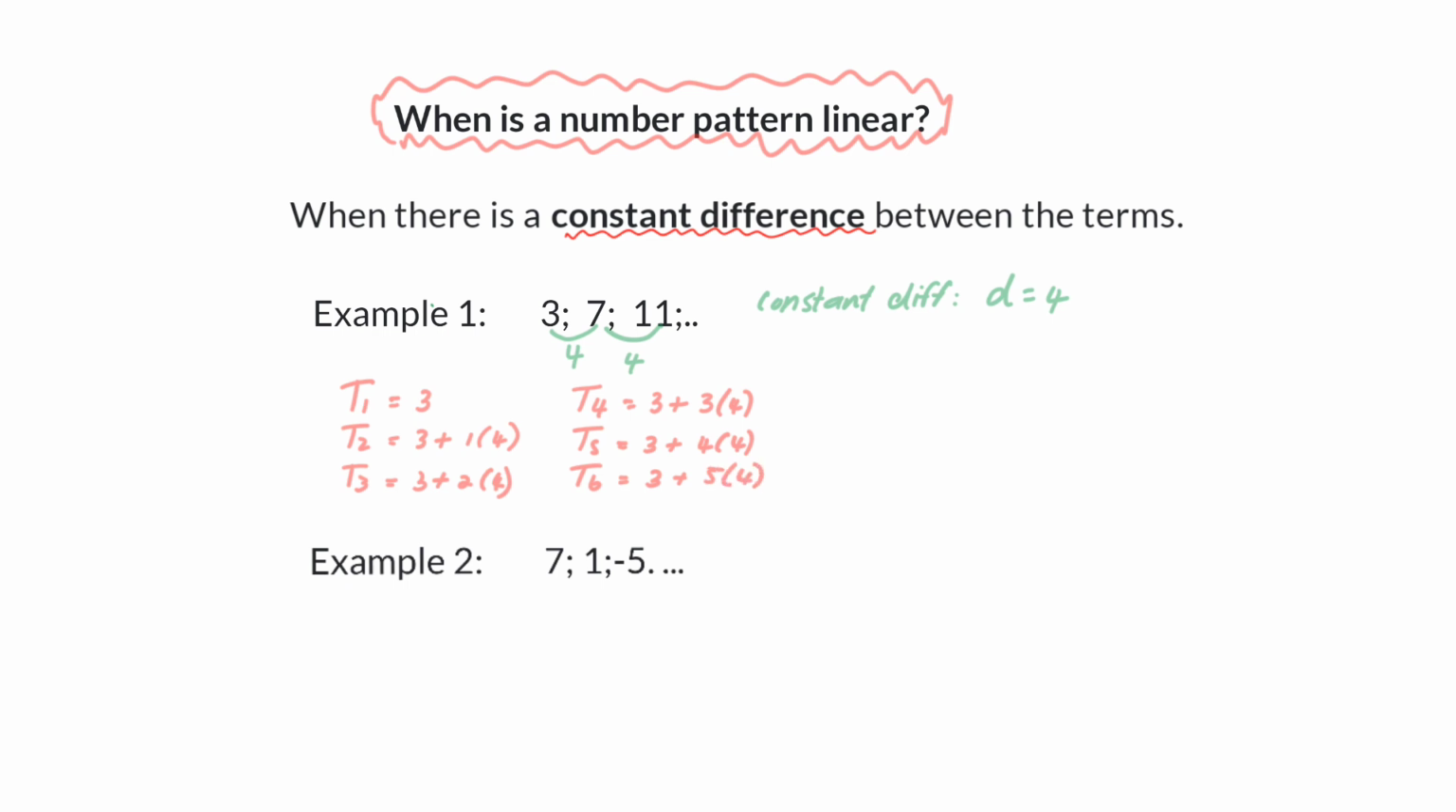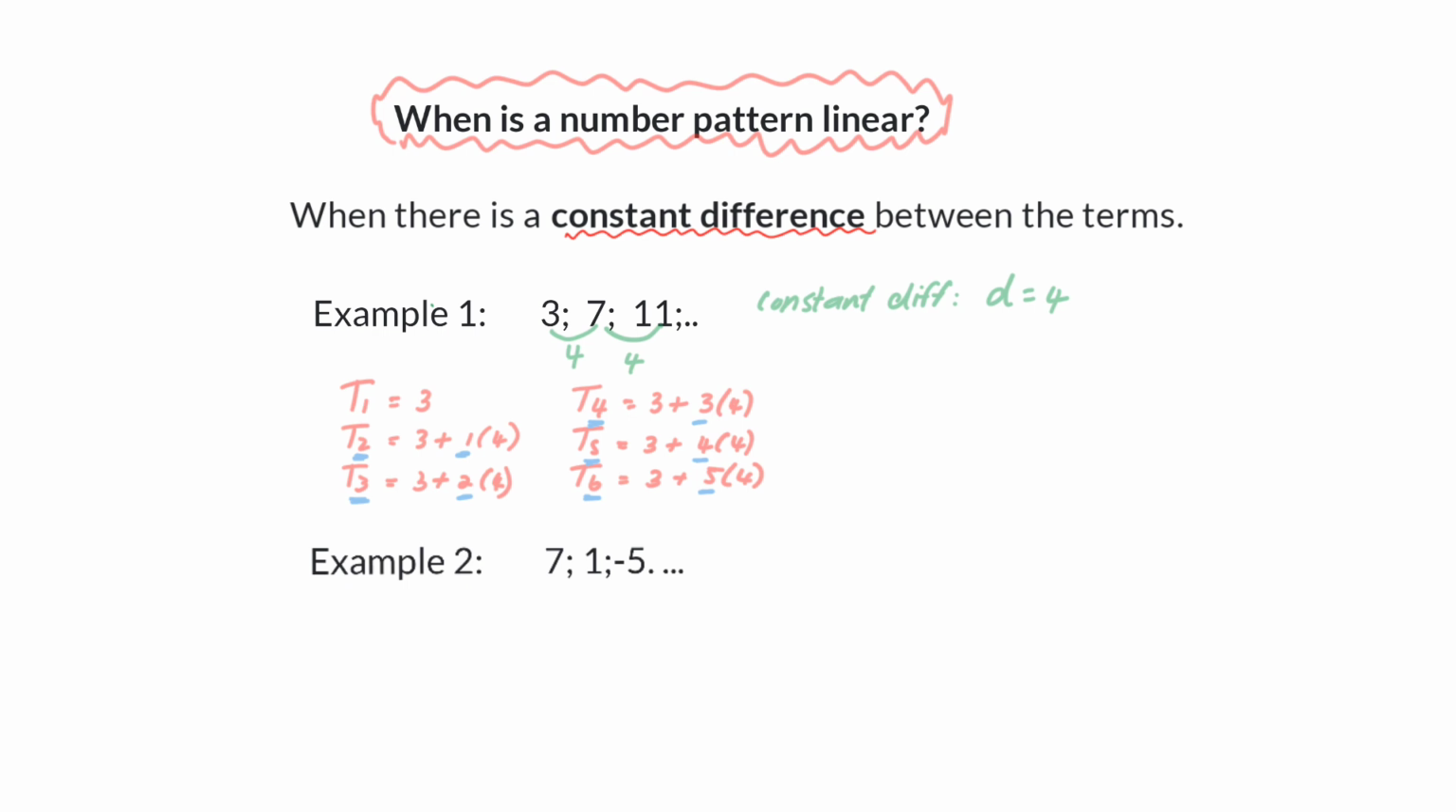Okay, so look at these numbers here. T6 is 5 fours. T5 is 4 fours. T4 is 3 fours. T2 is 1 four. T3 is 2 fours. Okay, so we see something interesting.